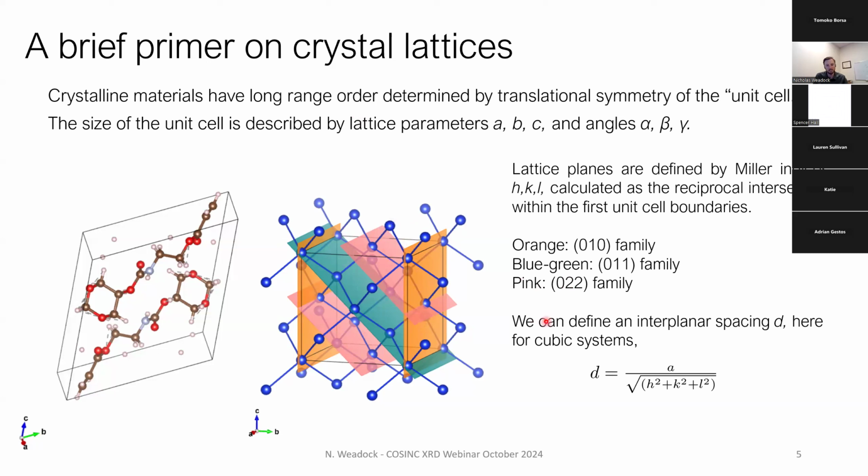And between the planes of each of these different families, we have an interplanar spacing, d, which is defined broadly using the lattice parameters weighted by the Miller indices. It can be a little bit more complicated for crystals with lower symmetry, like here, but if we use a cubic crystal where a, b, and c are equal, and all of the angles are 90 degrees, our interplanar spacing d is just the lattice parameter divided by the square root of the sum of the squares of your Miller indices.